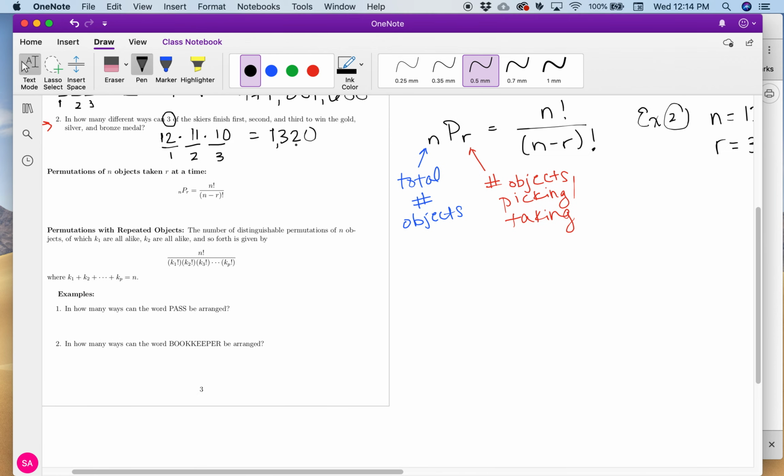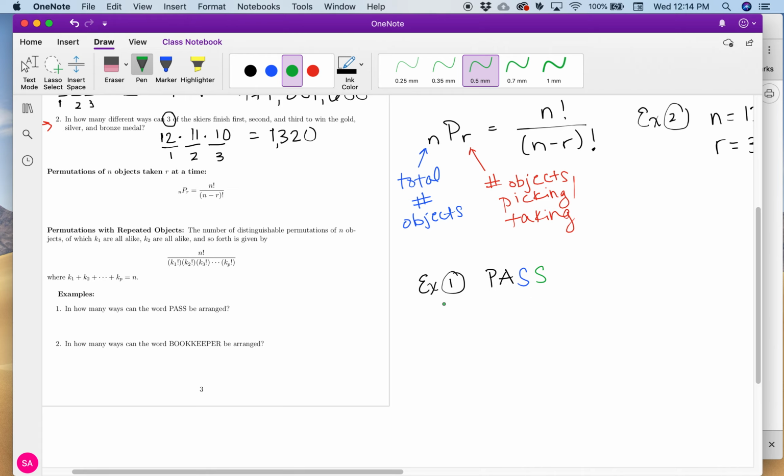So, example 1. In how many ways can the word PASS be arranged? So this is kind of similar to the ABC example, right? How many different ways can we reorder these letters? But it's a little bit different because in the ABC example, every letter was different. Here, that's not the case. Not every letter is different. So I'm actually going to erase this real quick, and I'm going to write PASS, and I'm going to put the S's in two different colors for a reason.